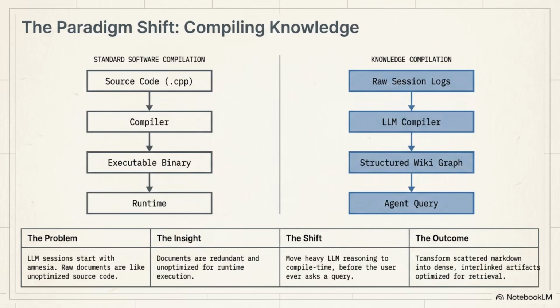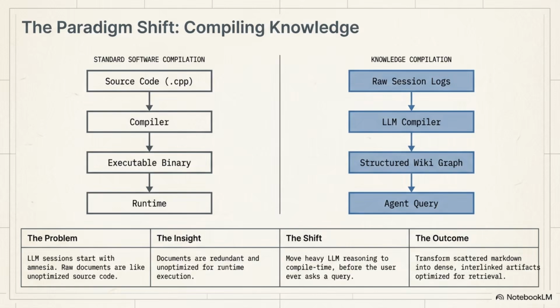So this is where Karpathy's compiler analogy comes in and kind of changes the paradigm. Right. Think about how a developer compiles raw C++ code into a fast executable application. Karpathy argues we shouldn't force an AI to read raw documents at runtime. So instead, you use an LLM to pre-process, or I guess compile, that raw data into structured, dense knowledge artifacts, like an internal wiki, basically, long before the user ever even asks a question.